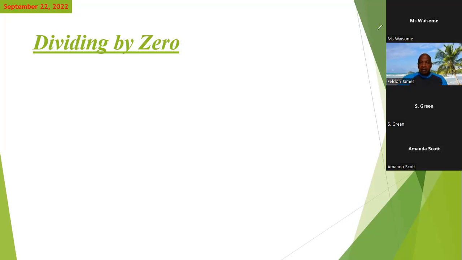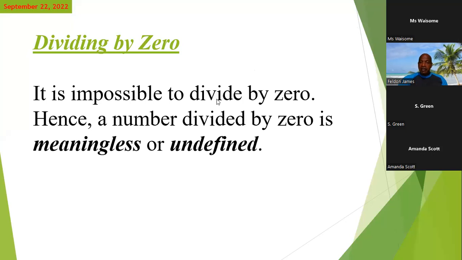So in math, we always say that that is meaningless, or undefined, because in math, we really don't have a meaning for it. So it is impossible to divide by 0. Hence, a number divided by 0 is meaningless or undefined. But on the other hand, 0 divided by a number would not be meaningless. Now, if you think of it in that way, suppose we have 0 divided by 20.